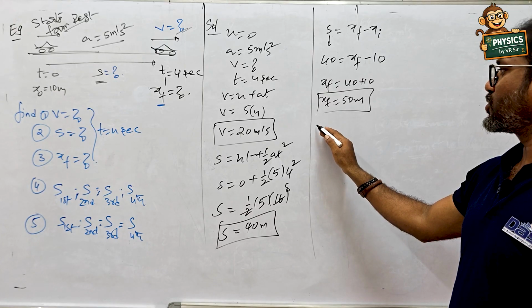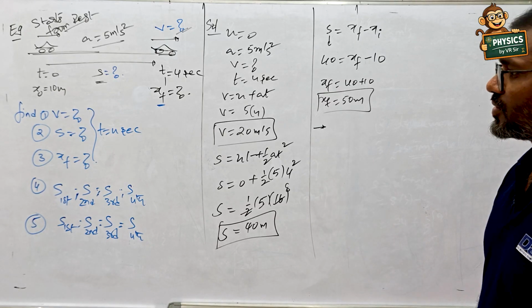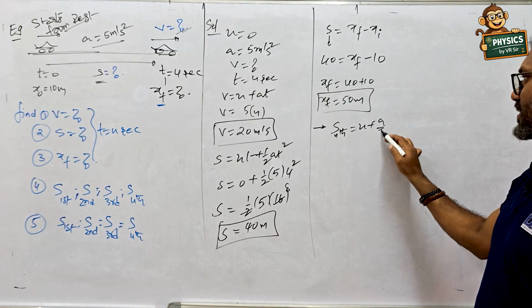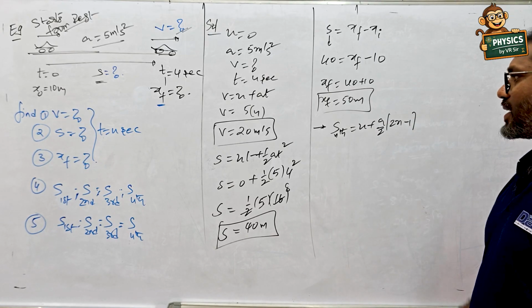Then next, the fourth one. What is the fourth one? What is the displacement? We all know the displacement in the nth second formula: u plus a by 2 into 2n minus 1, right?